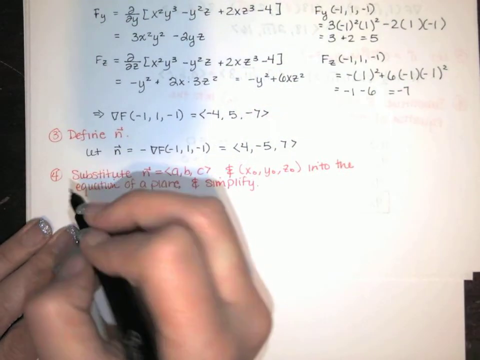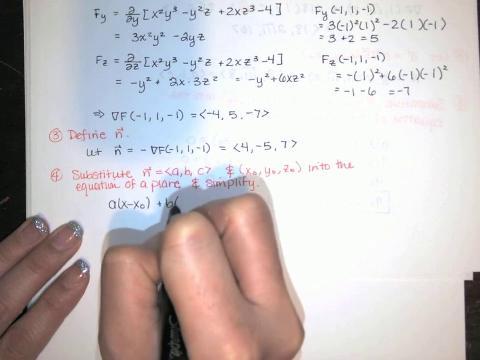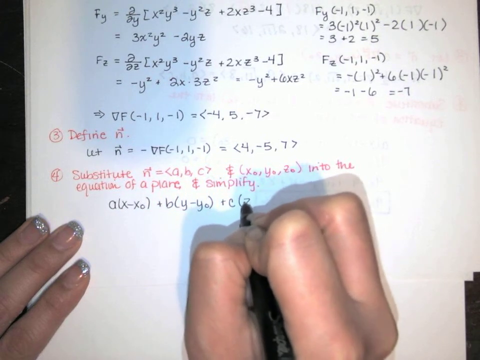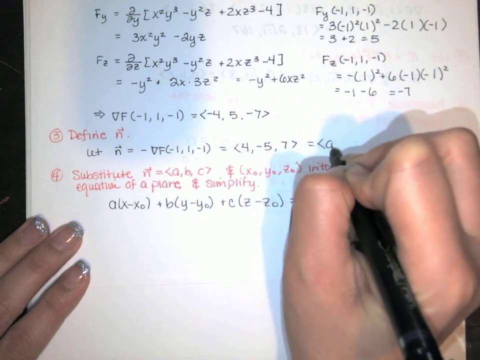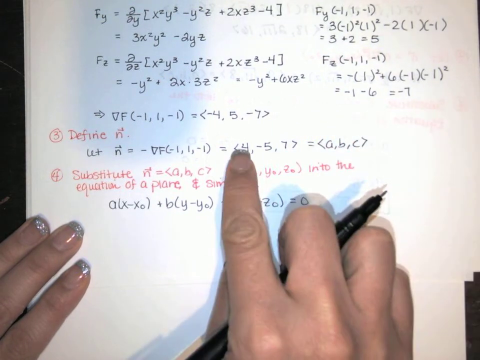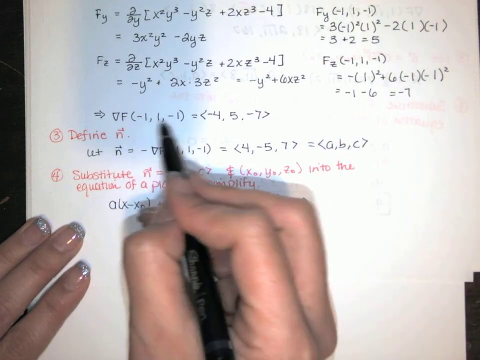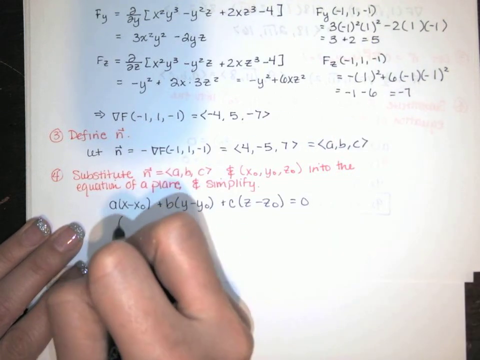So we've got a times x minus x naught plus b times y minus y naught plus c times z minus z naught equals 0. And a, b, and c are right here. That's my a, that's my b, and that's my c. And x naught, y naught, z naught are right here. So I'll just substitute.